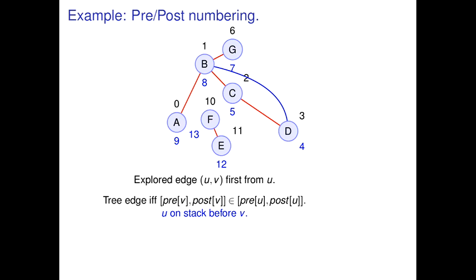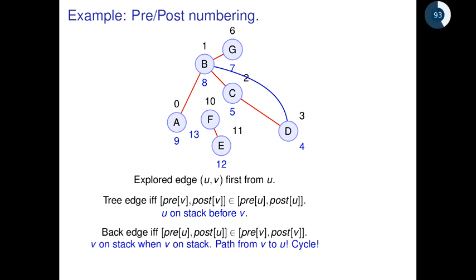That would be one of these edges where if you explored UV first from U, if that's the first time you saw this edge, you saw it from U, this would be a tree edge. It would be one of the red edges if the interval is contained in the edge. This will be more powerful when we get to directed graphs, but I just want to warm you up. Okay, so back edge, and now there's this one edge that looks like this. That blue edge from D to B is explored first from D.